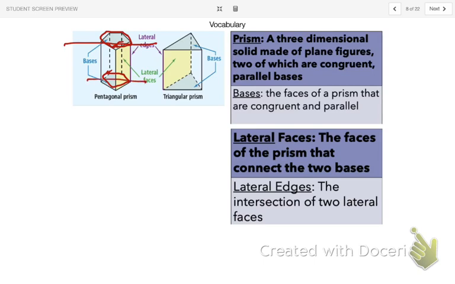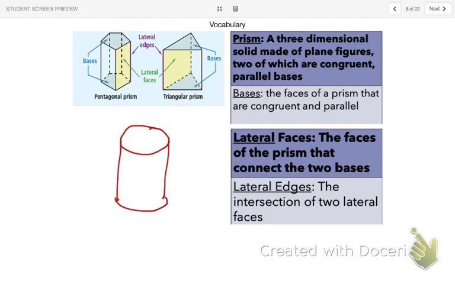So the first shape here is a pentagonal prism, and the second shape is a triangular prism. So it's named after the bases. So with a cylinder, even though we have congruent parallel bases, the side of it, which is curved, isn't in one plane. So it's not considered a prism, even though we treat it very similar to a prism.